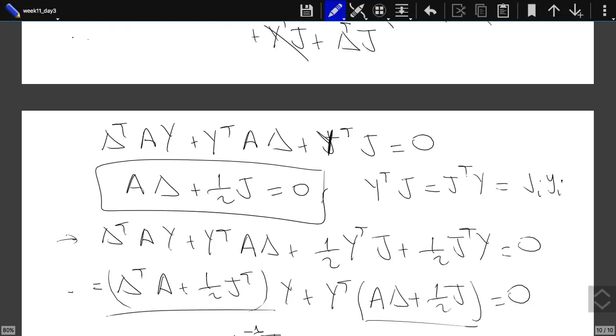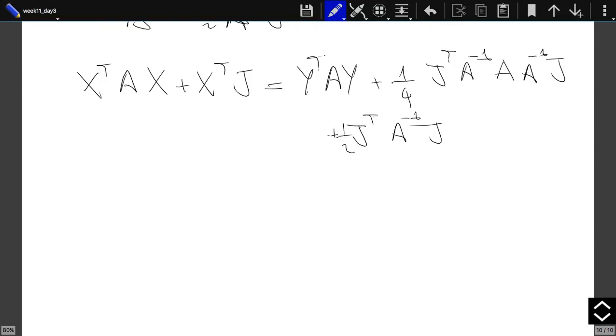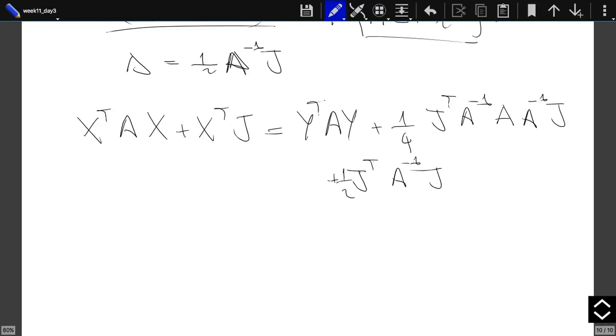And now delta transpose AY is Y transpose A delta. True. Because A is symmetric, we could have done that too. So finally, e to the power minus x transpose A x minus x transpose J is equal to e to the power minus Y transpose AY.